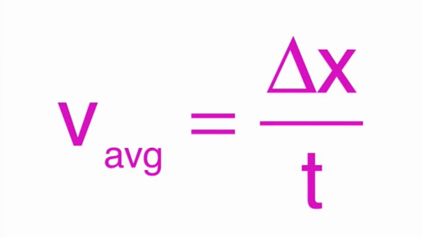Average velocity is the average speed something has when traveling in some direction. Average velocity equals the change in position divided by time. This equation is something that every physics student needs to memorize. Just commit it to memory. So, initial velocity, final velocity, and average velocity.